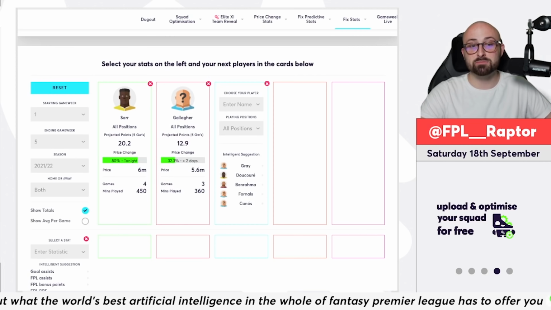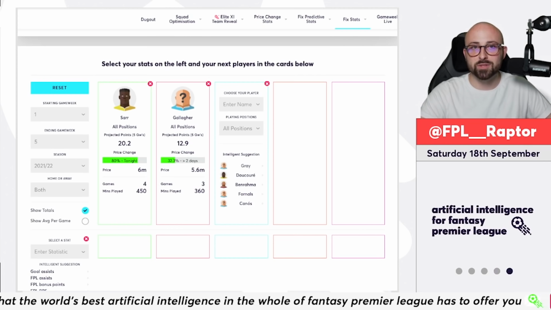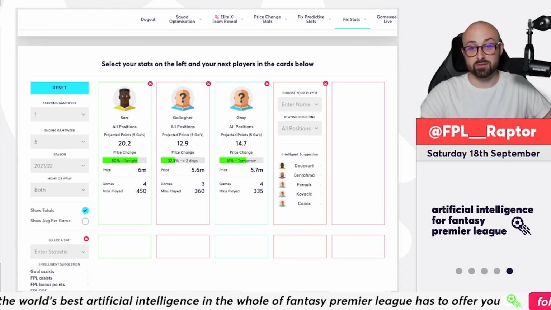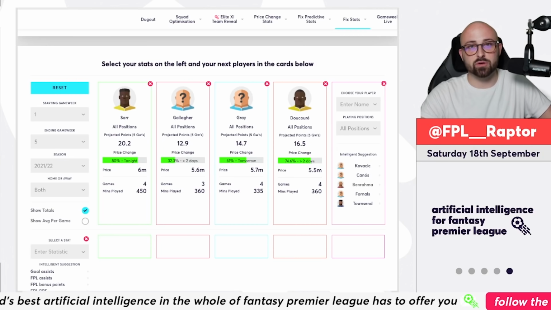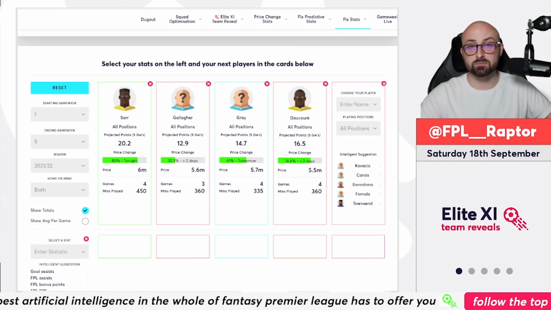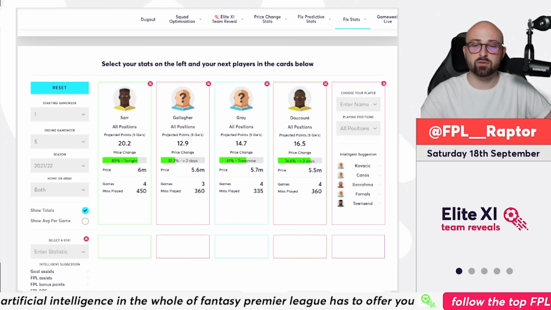So Gallagher's an interesting one. He's performing really well. Damari Gray, I know, is very popular around a similar price point. Decore's a great one, of course. And I think Ben Rama's a nice one. Again, we don't know if he's injured or not, but I think he's a nice comparison to make because he's performed pretty well, and West Ham do have good fixtures coming up.